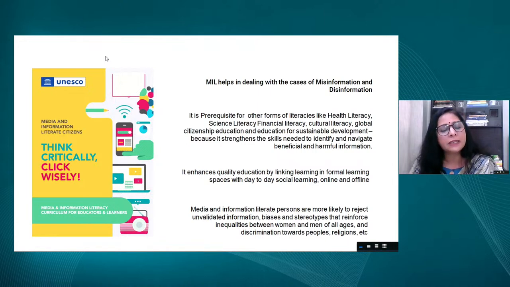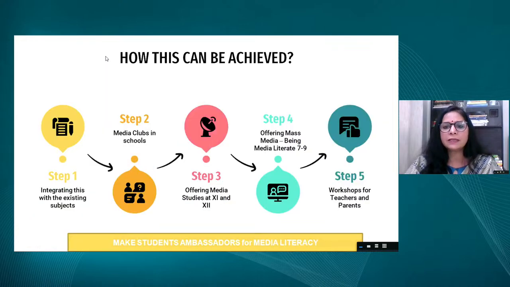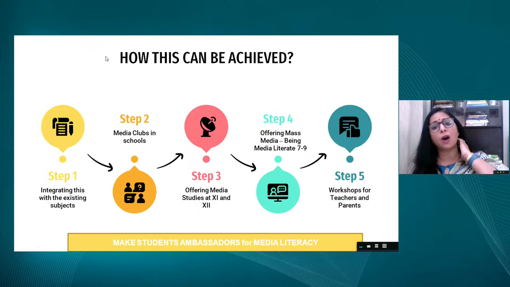And it enhances quality education by linking learning in formal learning spaces with day-to-day social learning. In fact, the work which we started in the field of media and information literacy happened after the National Curriculum Framework 2005, wherein it was said that you have to connect knowledge with the world outside. And that's why we felt that media is a very important part of students' lives, so let's talk about that in the classrooms also. So these are some of the benefits. And last, I'll just take a few seconds on how this can be achieved.